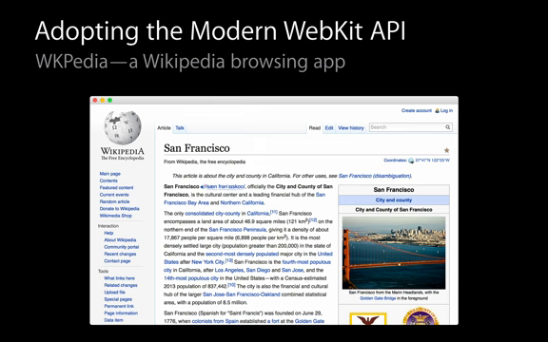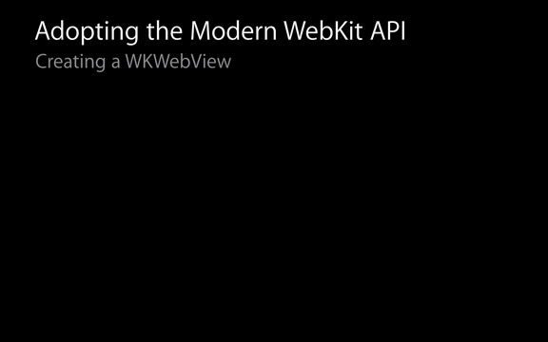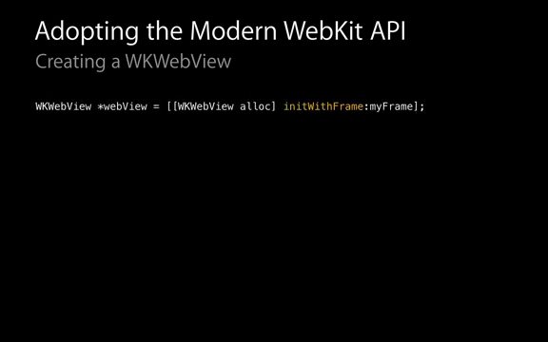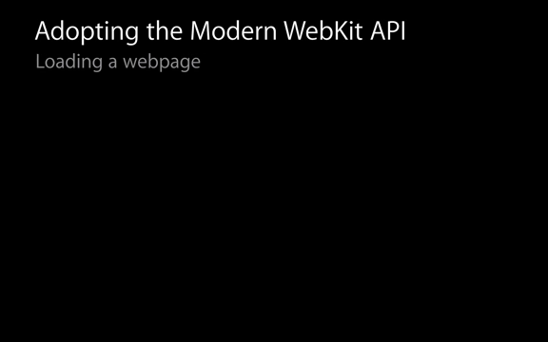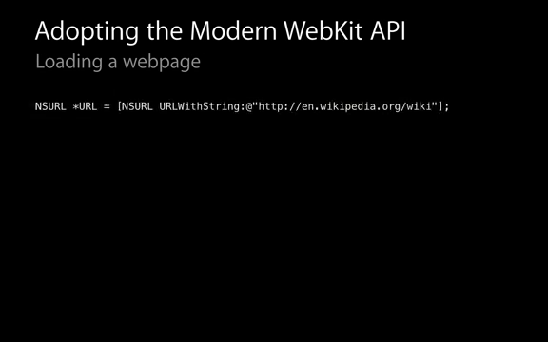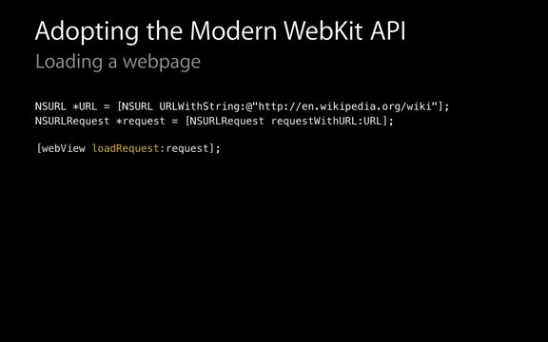But how did we create this WKWebView, and how did we load the web page? Well, creating a WKWebView is really easy. Just as with any other view, you call alloc, and then you call initWithFrame, and that's it. And how do you load a web page? You get the URL, you get the URL request, and then you call WKWebView loadRequest, and that'll load the web page for you.